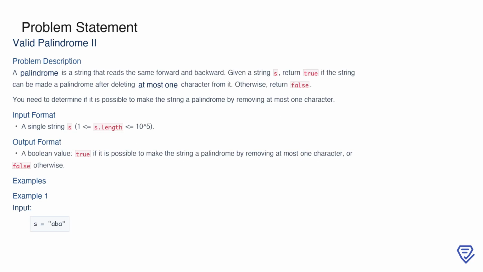In this problem, we are working with palindromes, which are strings that read the same forward and backward. Your task is to determine if a given string can be made into a palindrome by deleting at most one character. The input is a single string S, where the length of S can range from 1 to 100,000 characters. The output will be a Boolean value, true if the string can become a palindrome with at most one deletion, and false if it cannot. For example, if the input string is ABA, it is already a palindrome, so the output would be true. This sets the stage for exploring more complex cases.